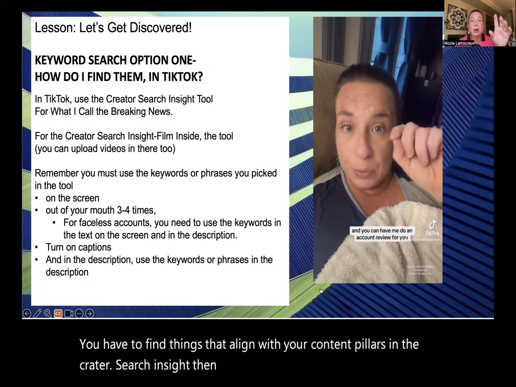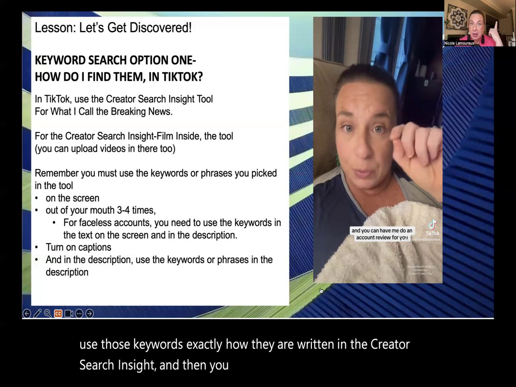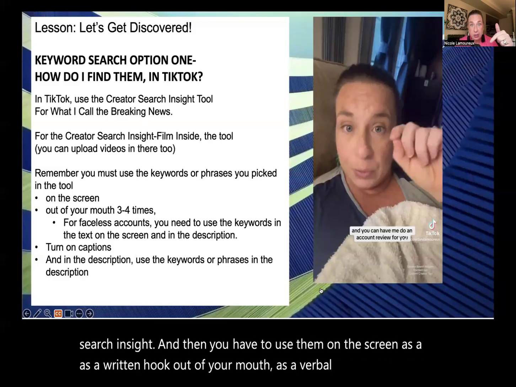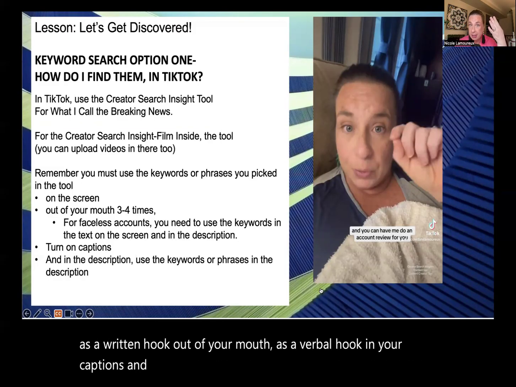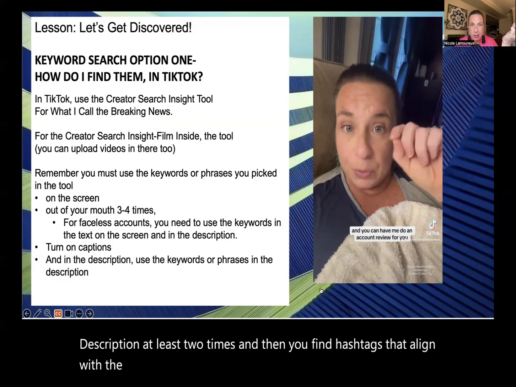Then you have to find those keywords and use them exactly how they are written in the creator search insight. And then you have to use them on the screen as a written hook, out of your mouth as a verbal hook, in your captions and in your script at least 4 times, and then in your description at least 2 times. And then you find hashtags that align with the overall conversation that you're talking about.